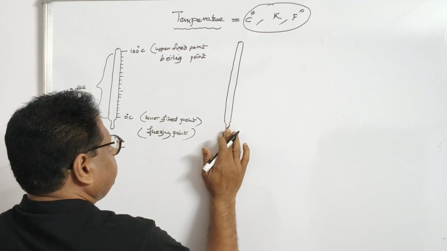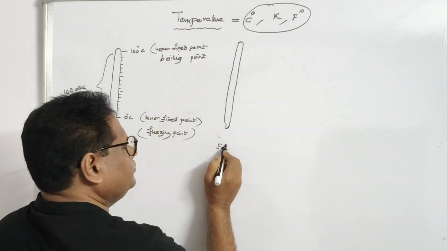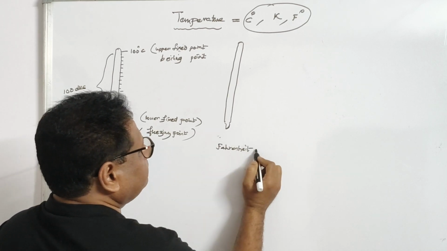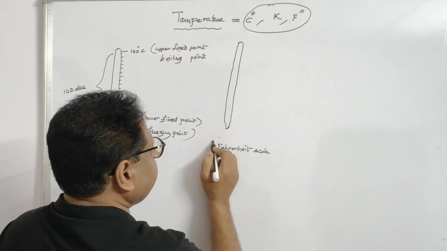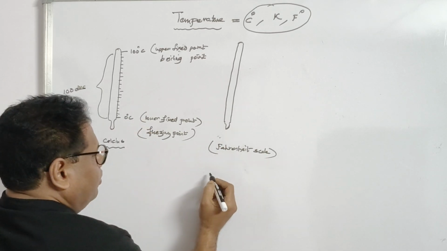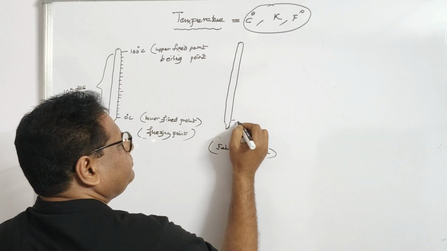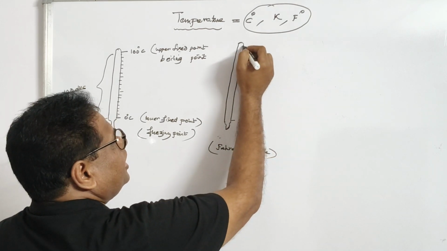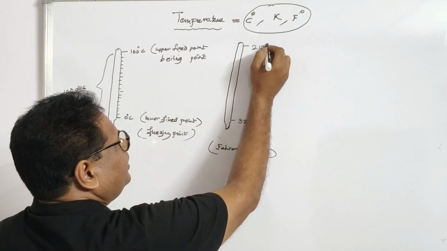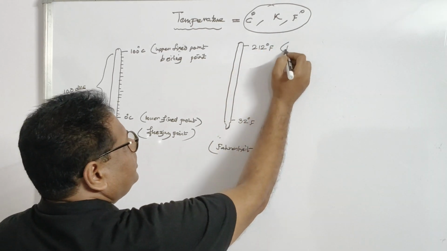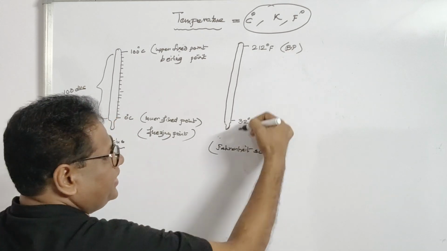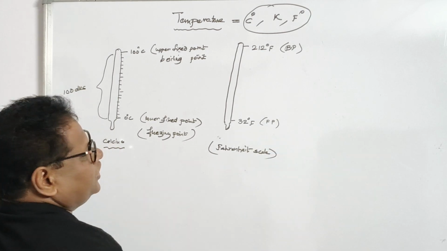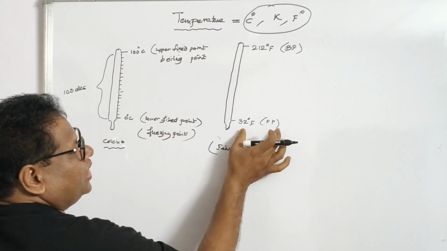Then we have the next temperature scale, that is the Fahrenheit scale. This is the Fahrenheit scale of thermometer. This has the lower fixed point 32 degree F and the upper fixed point 212 degree F, which is the boiling point of pure water in Fahrenheit thermometer, and this is the freezing point of water in Fahrenheit thermometer. Both are for water.